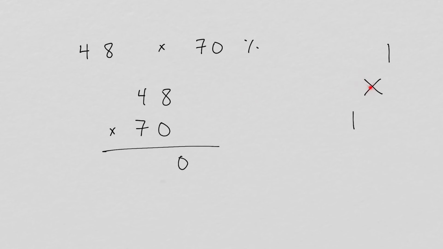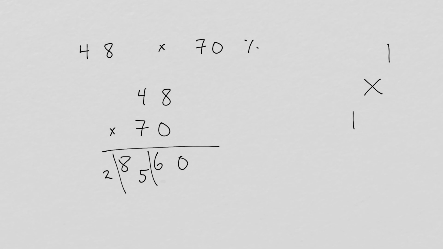Okay, next step we do our crosswise. So we have 4 times 0 plus 8 times 7. 4 times 0 is 0. 8 times 7 gives us 56. So we have 0 plus 56, which is 56. We write a big 6, carry a 5. Next step, we're just multiplying 4 times 7, which gives us 28. So we write a big 8, carry a 2.